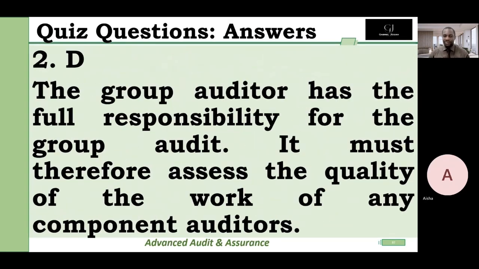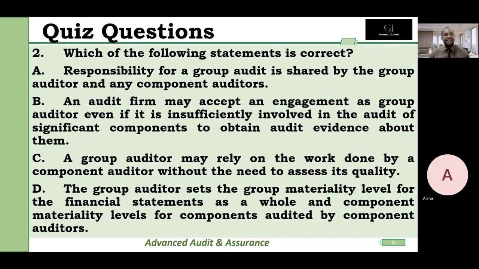Okay. So number 2. Number 1 is D, number 2 is D. Okay, you decided to do giveaway. You chose A, so the answer is D. Okay, let's look at the question.